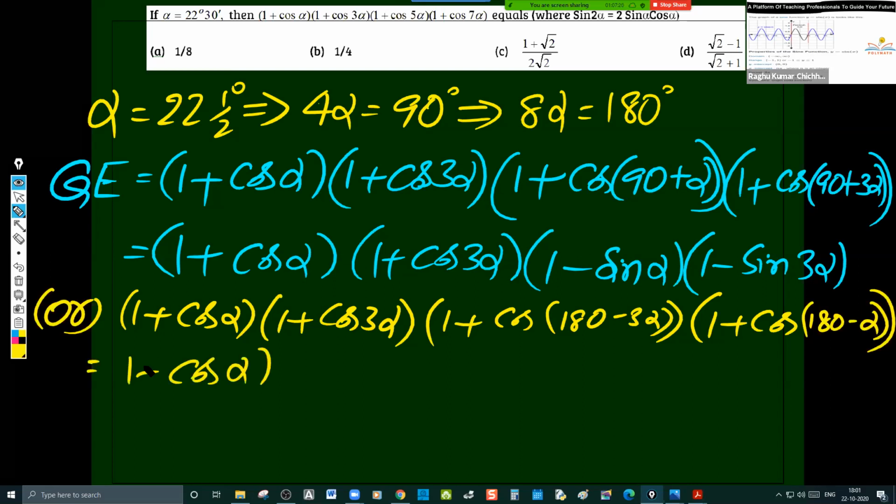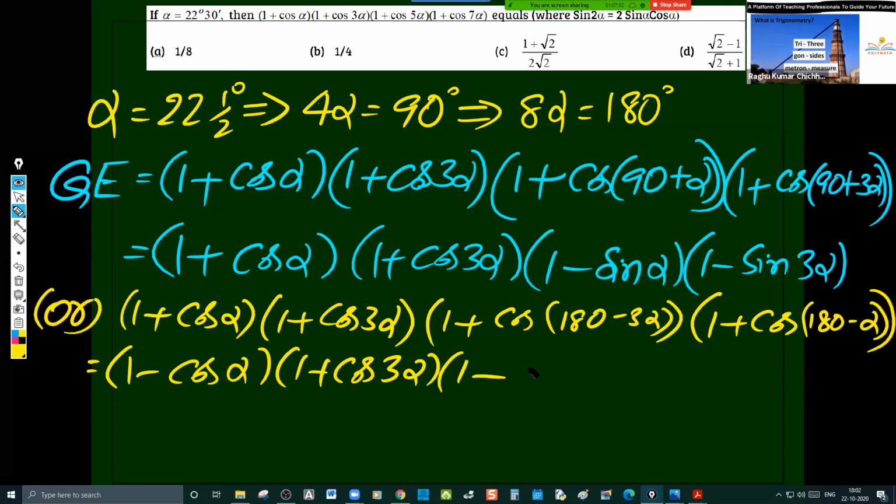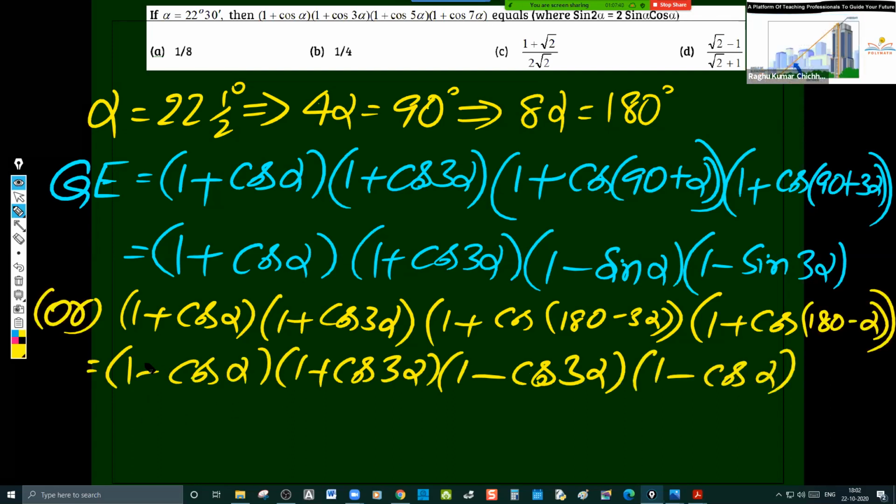1 minus cos alpha into 1 plus cos 3 alpha into 1 minus cos 3 alpha into 1 minus cos alpha. A plus b into a minus b is a square minus b square. Sine square alpha, this becomes sine squared 3 alpha.